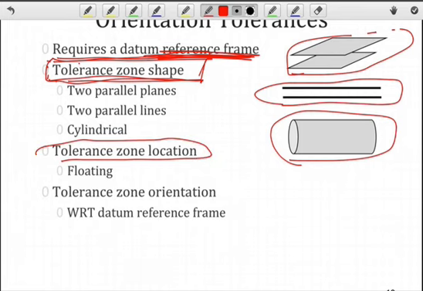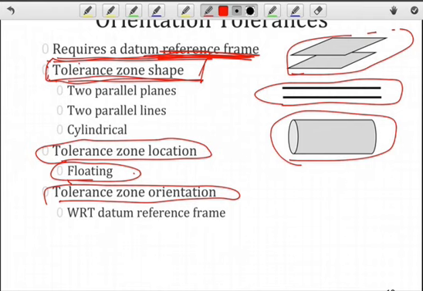The tolerance zone location, again, another attribute of the tolerance zone, is floating. In other words, it can be anywhere. And we'll see that in our examples. The tolerance zone orientation, clearly it is constrained by the datum reference frame. So we're going to orient the tolerance zone according to the feature control frame with respect to our datum reference frame.